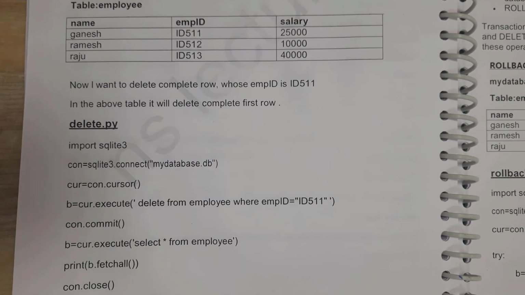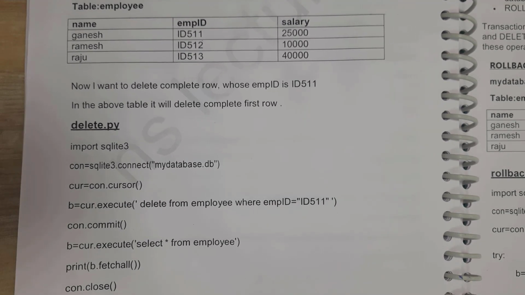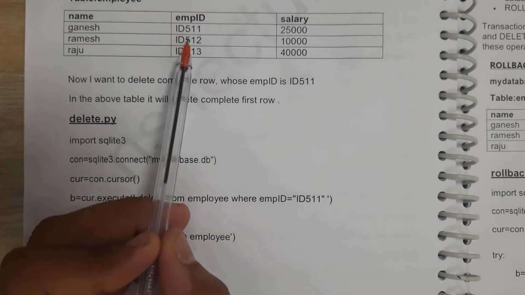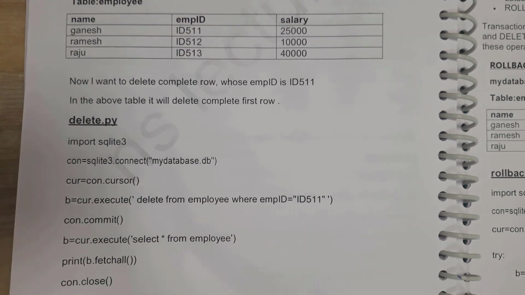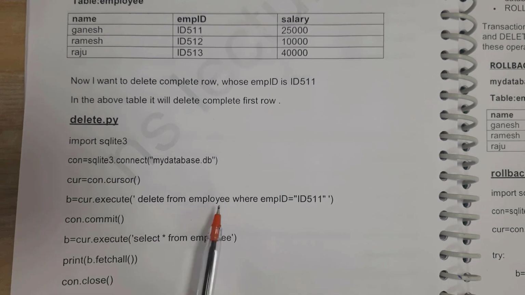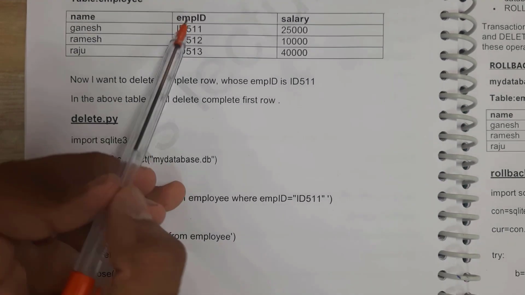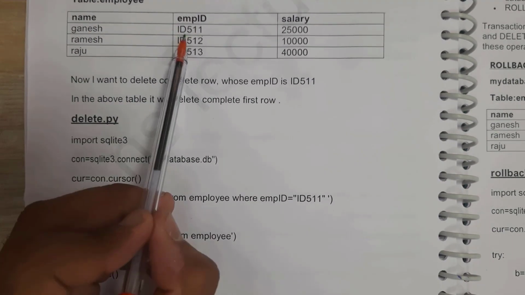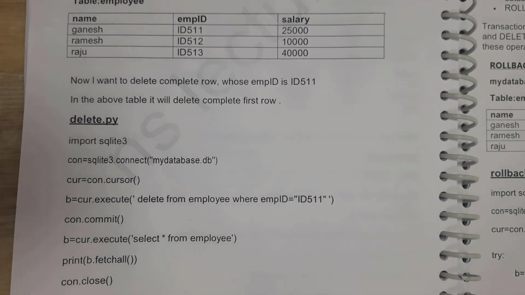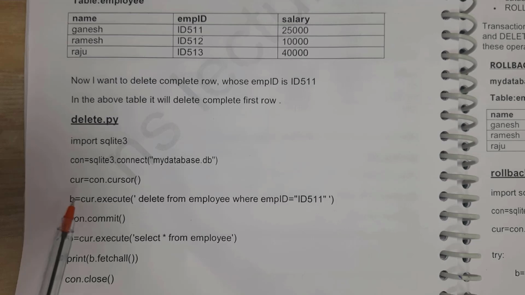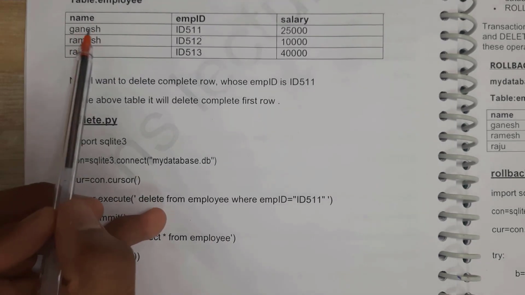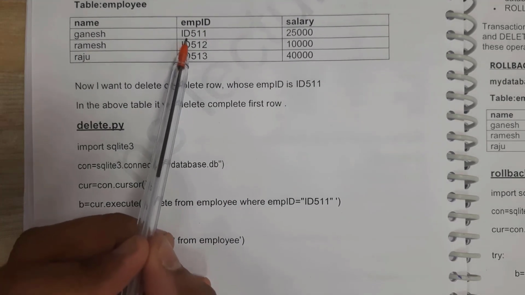Guys, if you want to insert any data, or modify any data, or delete any data, you need to write these queries in the execute method. So inside the execute method, I want to delete this row whose employee ID is 511. So just write here delete from table name, that is employee, where ID is equal to ID 511. Definitely after performing each and every operation, you need to write here commit. So whenever I run this line of code, it will delete this complete row whose employee ID is ID 511.